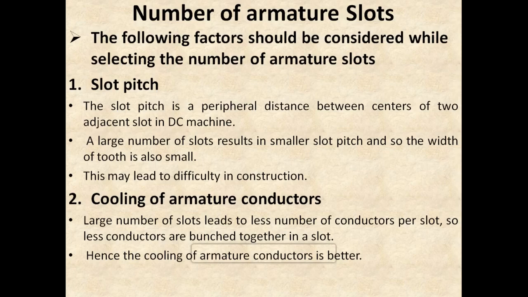The first factor is slot pitch. As all of you know, the slot pitch is defined as the center to center distance between the adjacent slots. If you are choosing a machine with a very large number of slots, then definitely it will result in a smaller slot pitch. This further leads to the condition of small tooth width. Generally, it is difficult to have such a construction with smaller tooth width. So that is one of the problems if we are choosing a very large number of slots.